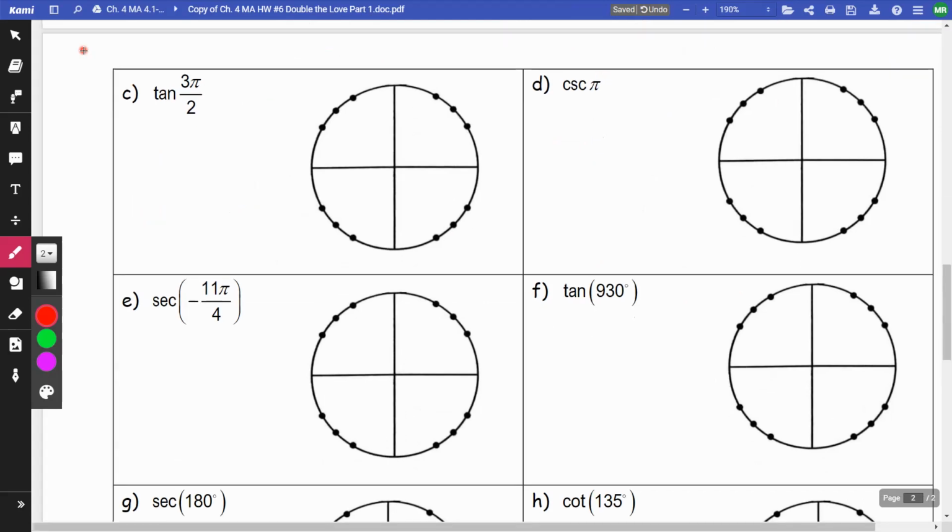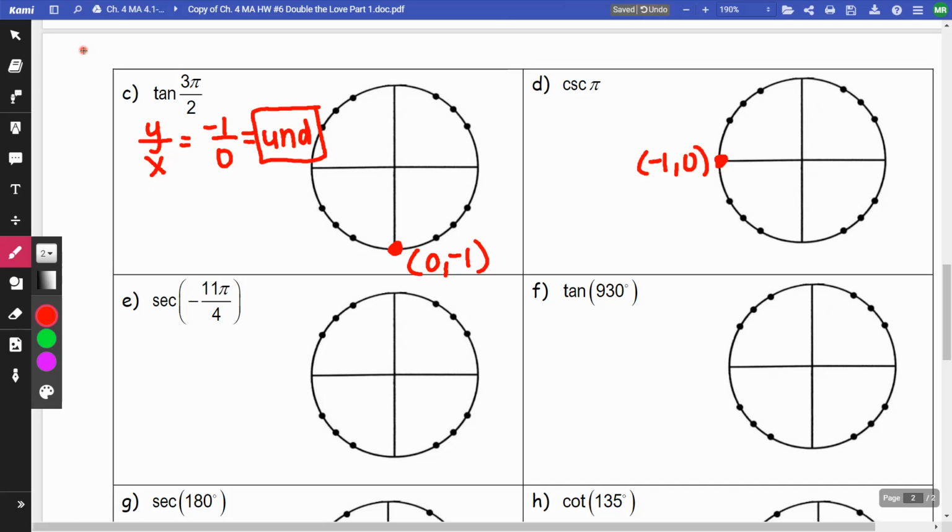On C, 3 pi halves is right down here. The coordinates of that are 0, negative 1. And remember, tangent is y over x. So I'm going to have negative 1 over 0. Do not leave it like that. That is undefined. Pi is right here. The coordinates of that are negative 1 comma 0. Cosecant is the reciprocal of sine. So the sine of pi is 0. So the cosecant of pi is the reciprocal, which is going to be 1 over 0, which is again undefined.